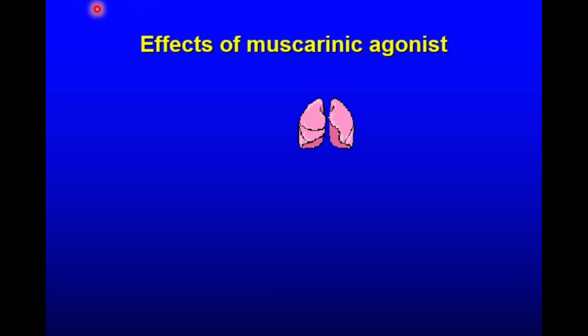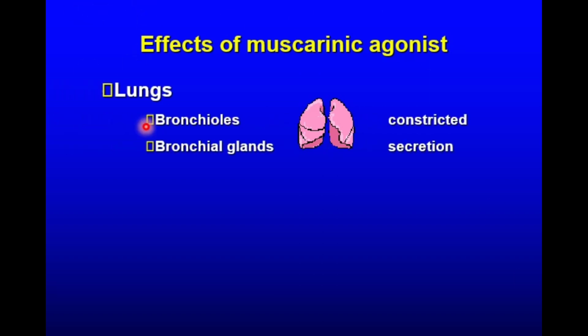Muscarinic agonists contract respiratory smooth muscle and cause bronchoconstriction. Glands of the respiratory tract are also stimulated and bronchial gland secretion is increased.